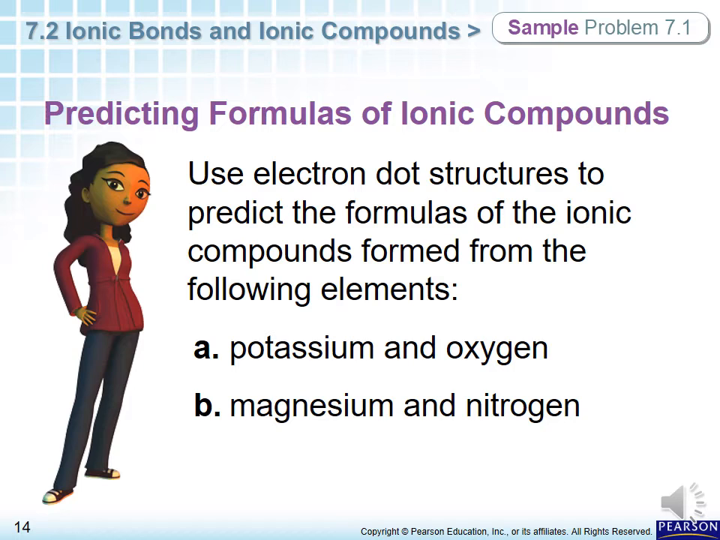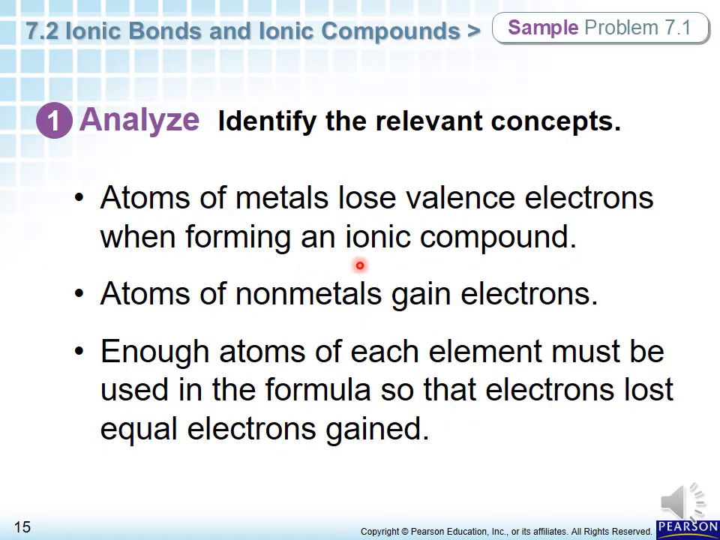Now go ahead with this one. Predicting the formula of an ionic compound. We are taking the example of potassium and oxygen, and magnesium and nitrogen. The ionic compounds of potassium and oxygen, and magnesium and nitrogen, are called potassium oxide and magnesium nitride. Let's start: the atom of the metal loses electrons, remember this, and the atom of the non-metal gains electrons. After the combination, the positive charge and negative charge must be equal, because the compound is neutral.